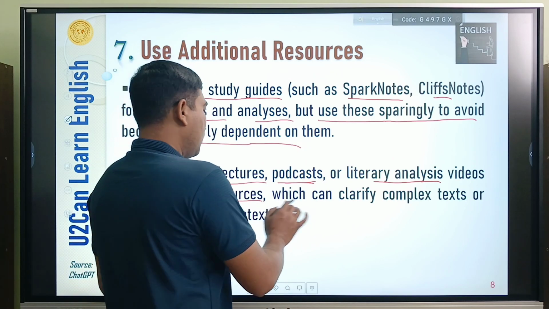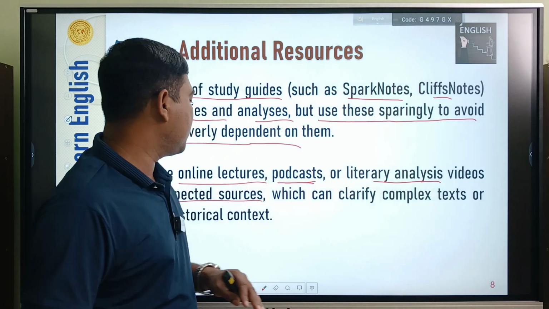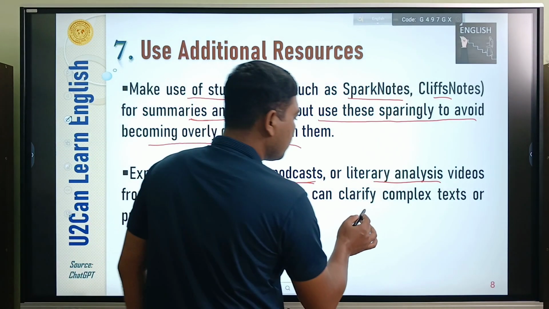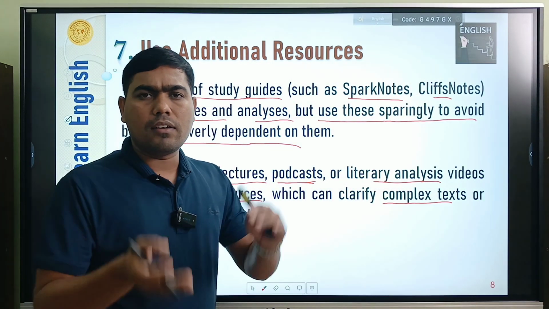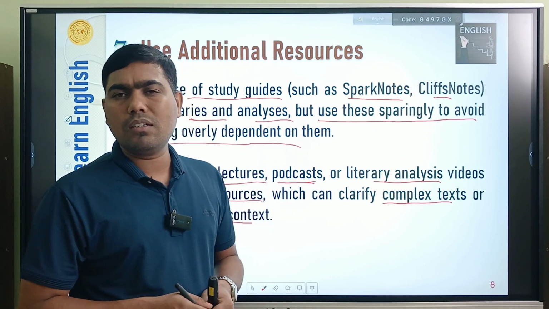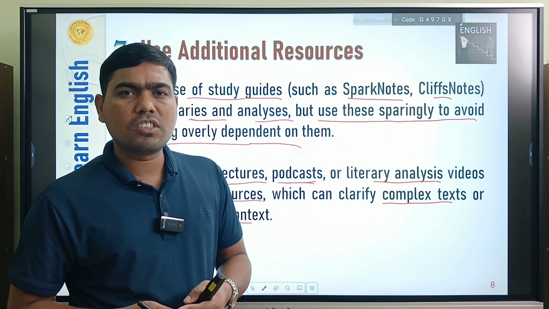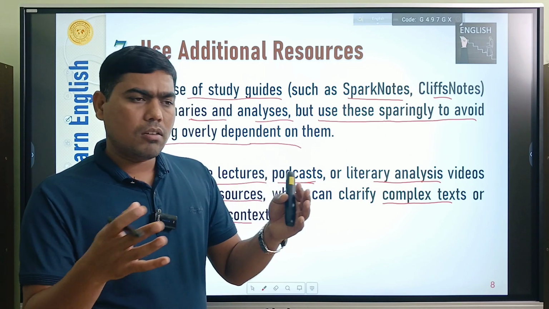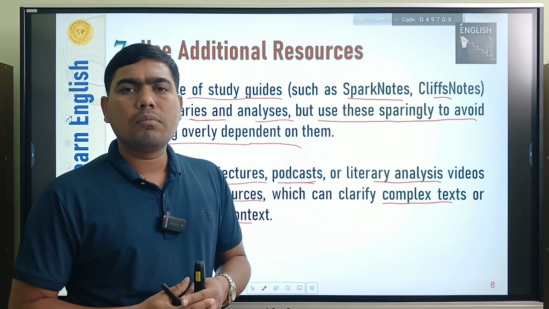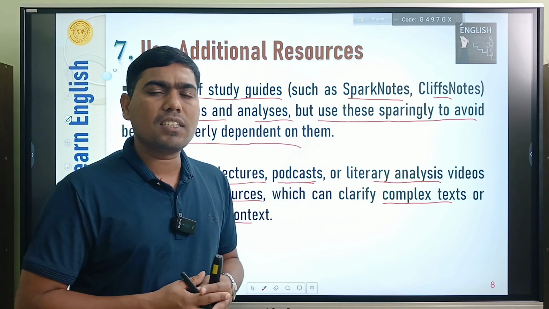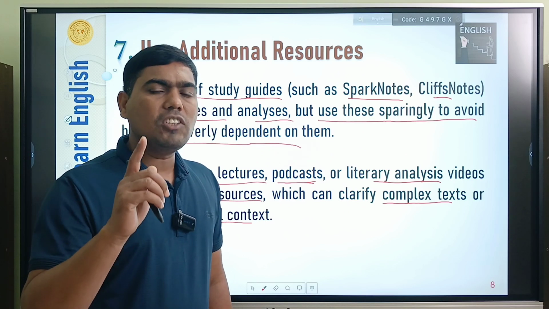Okay, so you can take help from study guides, online lectures, podcasts, and literary analysis videos, which can clarify complex texts or provide historical contexts. Suppose you are studying the Gettysburg Address. Okay, so you need to know the historical background. So you can search in Google, or you can watch videos from YouTube, or you can read any excerpts or any writing from different websites. They will help you in understanding the texts. But be careful that you have to search from dependable and reliable sources.